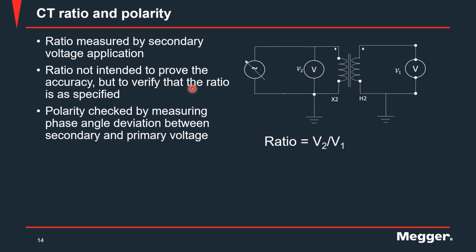And that is checked when you run the CT ratio test by looking at the phase deviation between the measured voltage and the applied voltage. If the phase deviation is 0, then you know that the polarity is correct. It's subtractive polarity. But if it's off by 180 degrees, then you know that the polarity is reversed, or additive polarity.